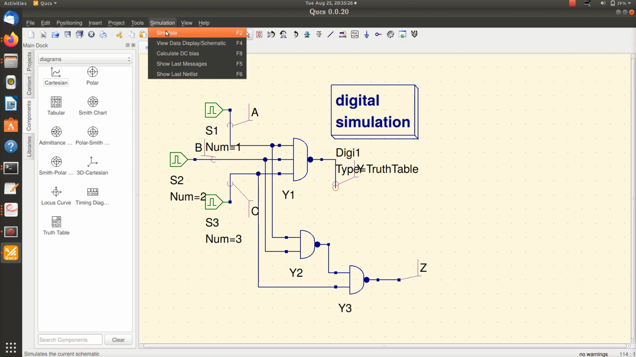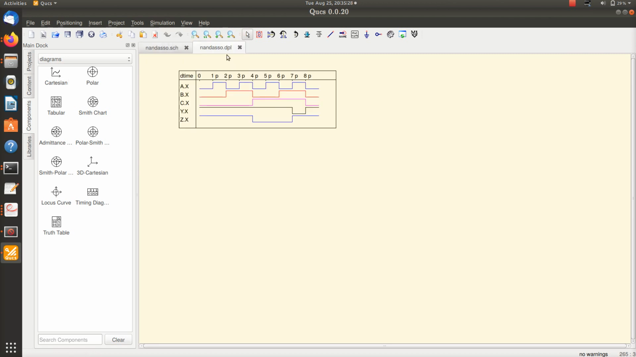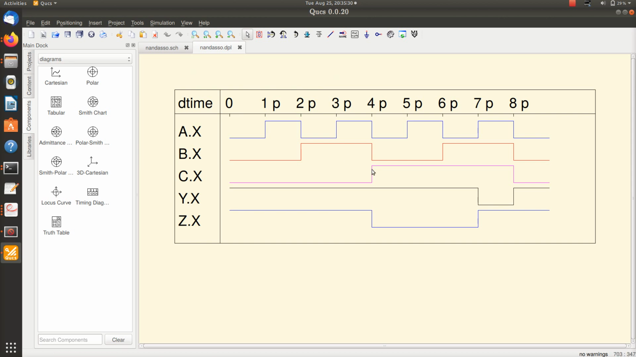Now I will run the simulation and you can verify this. You can see that this is ABC, and this is my Y and this is my Z. This is the ABC whole complement. This is a 3-input NAND. So when all these ABC values are 1, this goes 0.